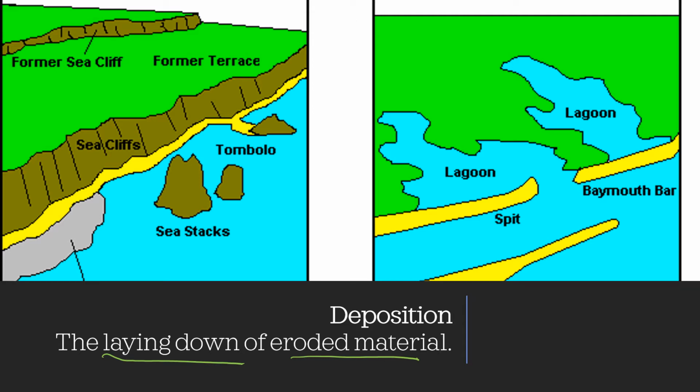Okay, so again, deposition, laying down of eroded material. In the picture you can see here, this is what we call an erosional coastline. It has sea cliffs because land is being taken away or moved away. And then over here we have a depositional coastline, which forms those barrier islands. We have sand and things being deposited or laid down as a barrier against the land.